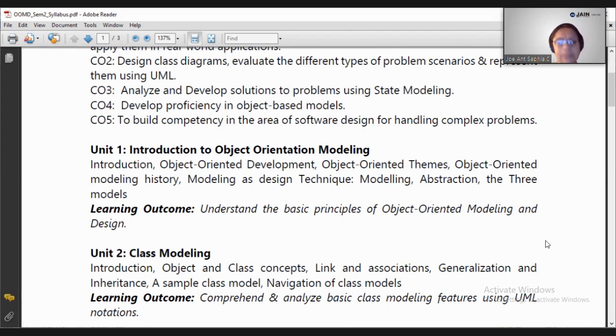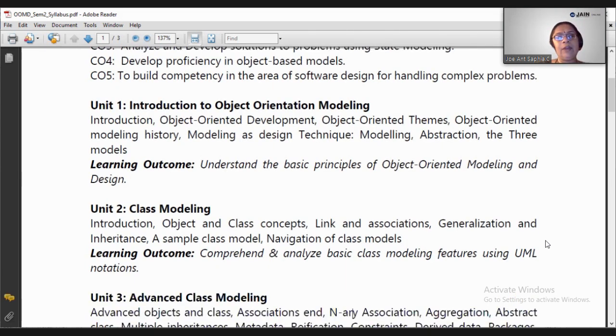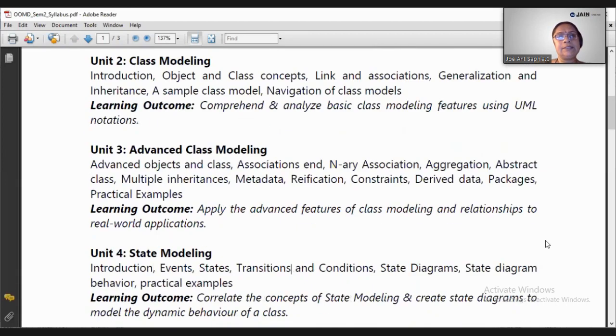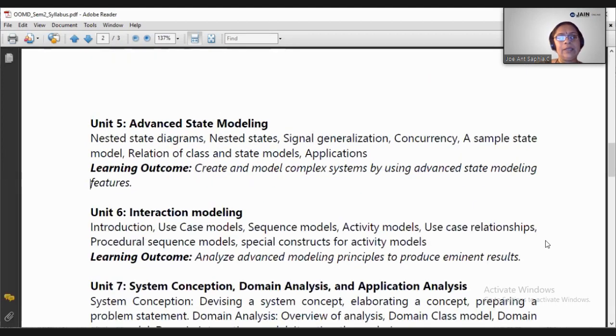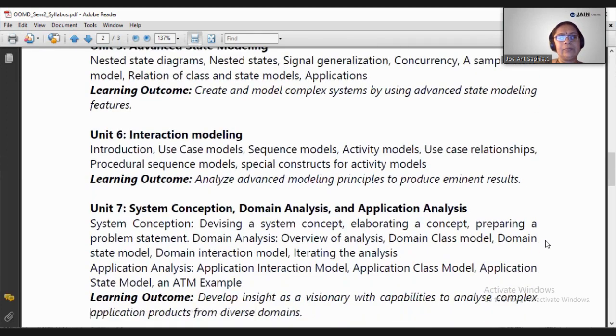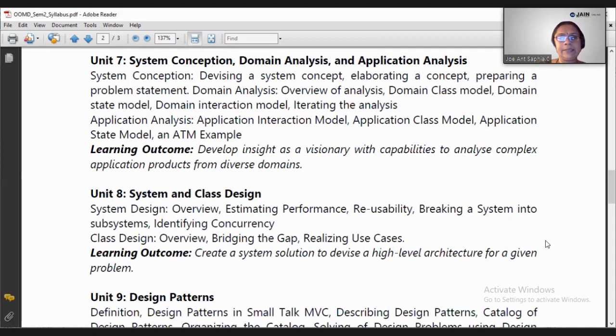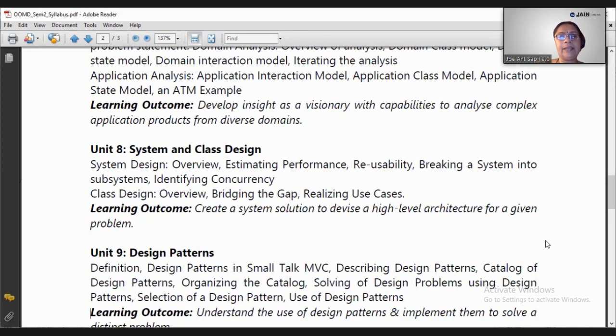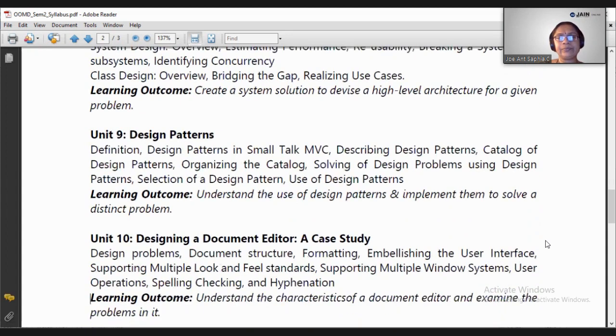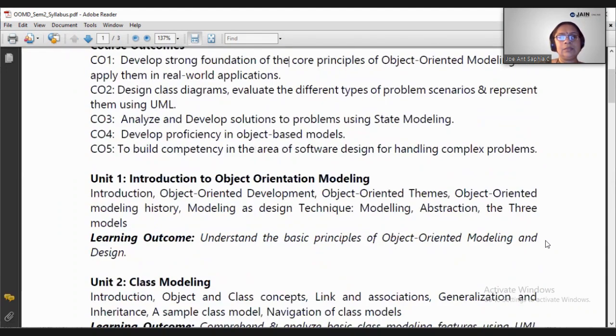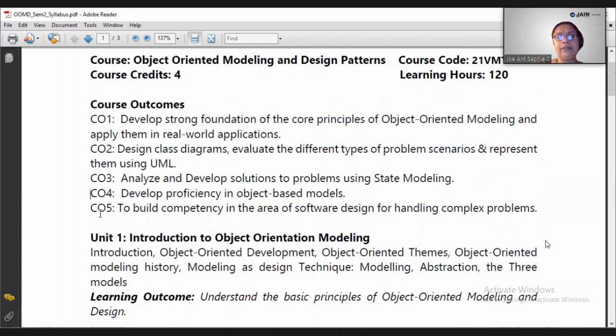So in our syllabus, first we will be speaking about modeling. We have class modeling, then state modeling, interaction modeling, then comes the design. In design, we come across the design patterns. In unit 13, the last question was on the behavioral pattern.